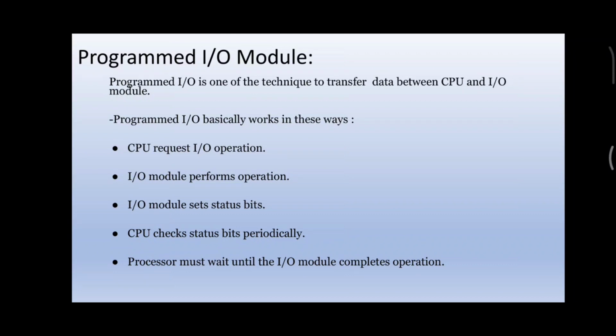Program I/O is one of the techniques to transfer data between CPU and I/O module. This process basically works in these following steps. Firstly, CPU issues command to I/O module, then I/O module performs operation, then I/O module sets status bits and CPU checks the status bits periodically. Finally, the processor has to wait until the I/O module completes the operation.